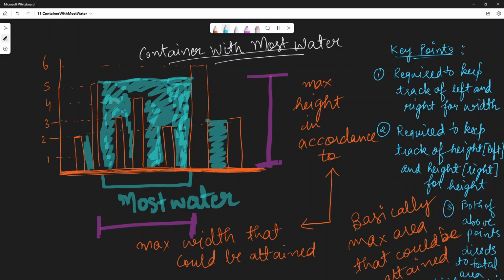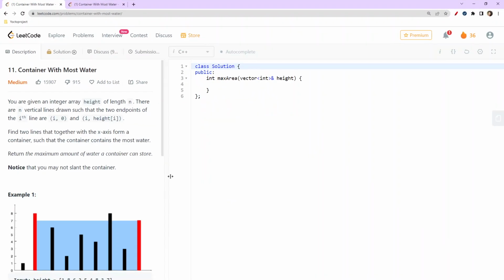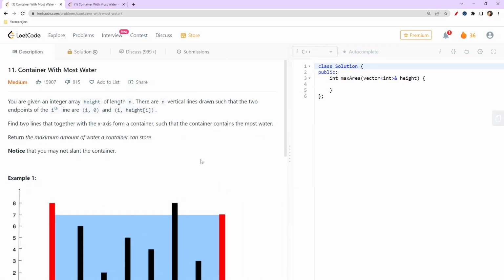Hello everyone, so today we are going to do the Leetcode daily challenge, Container With Most Water. Let me first explain the question and then the approach we could follow, and then I guess you would be able to code it by yourself, because it is not simple unless we understand this particular question.